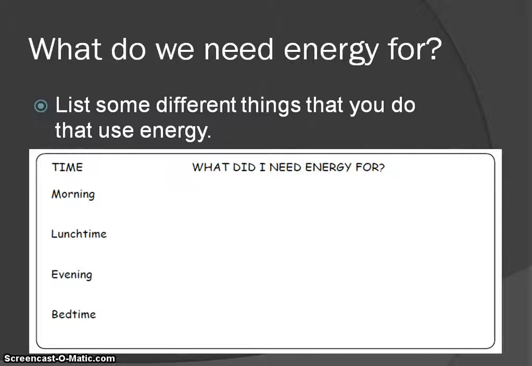Energy is used all the time. Now how about you list some different things that you do that use energy throughout the day? In the blank spot at the bottom of your paper, write down morning, lunchtime, evening, and bedtime. And give some examples of what's using energy. What things are moving? What's happening?